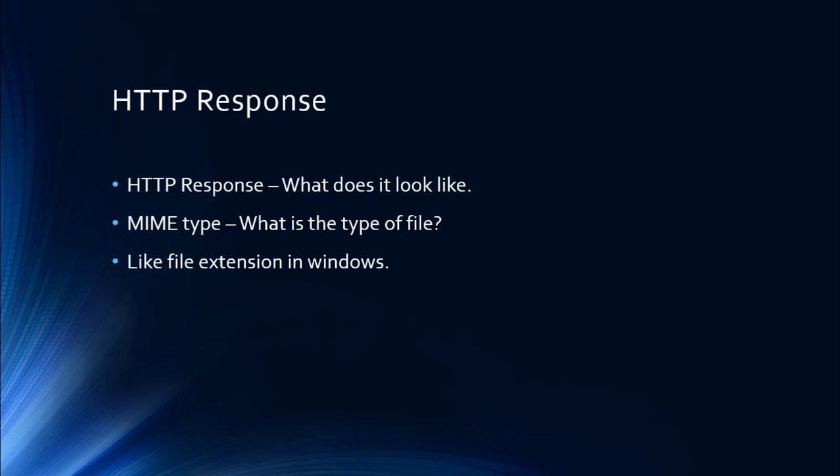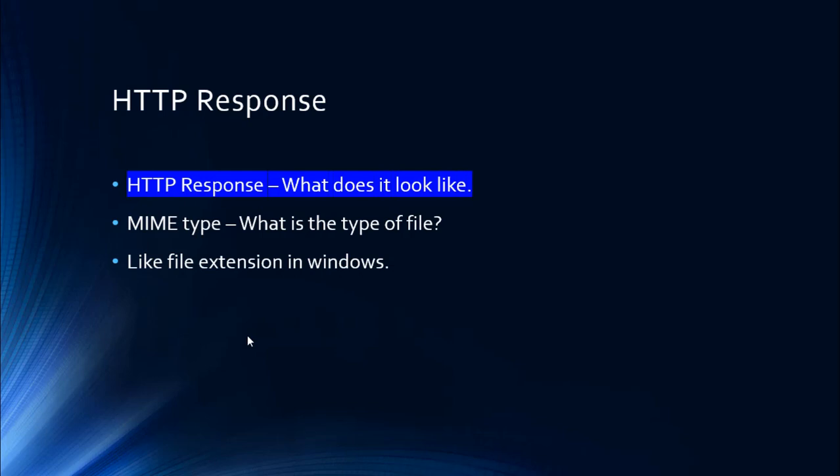You need to tell that on the internet. You have to tell that. It is like a file extension exists for Windows. If there is .txt or .exe, we know .exe means executable file, .txt means text file, .pdf means it's a PDF file. So similarly, MIME type exists on the internet. Now, coming back to HTTP response and what it looks like.